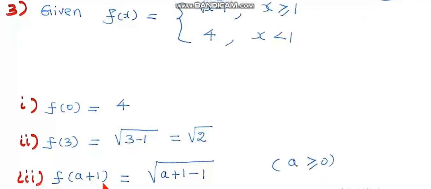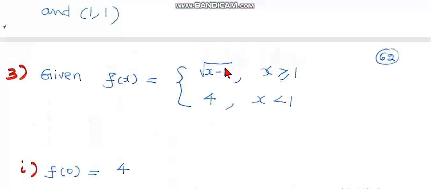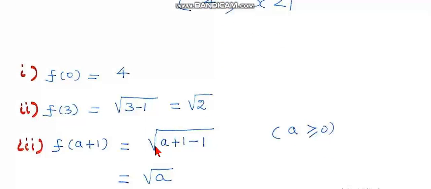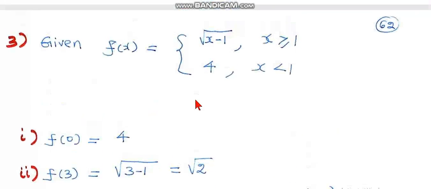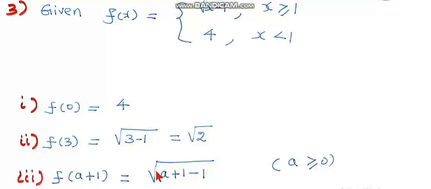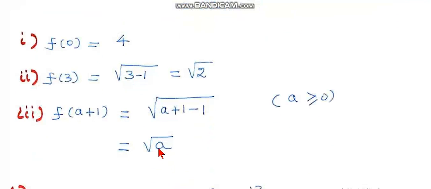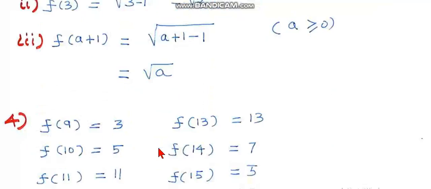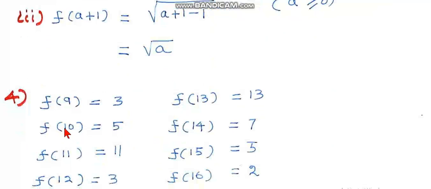What is f of a plus 1? Now this a is greater than or equal to 0, it is given. So what is a plus 1? a is greater than or equal to 0 plus 1. That is a plus 1 is greater than or equal to 1, which means the first one. So f of x equal to root x minus 1 must be taken. So f of a plus 1 equal to root of, instead of x, a plus 1 minus 1. Root of a plus 1 minus 1, that is root a. Then question number 4. You are given a set A.